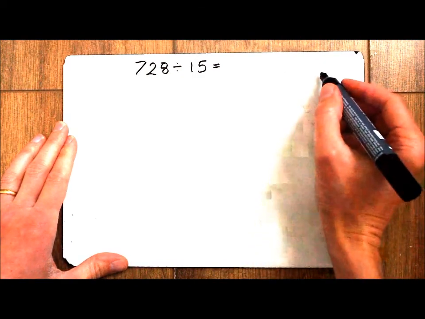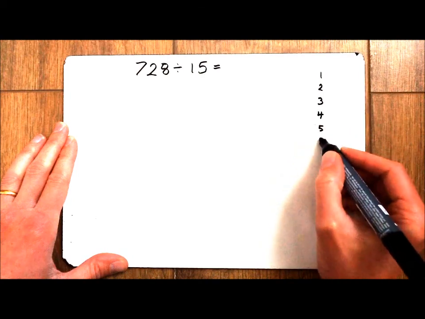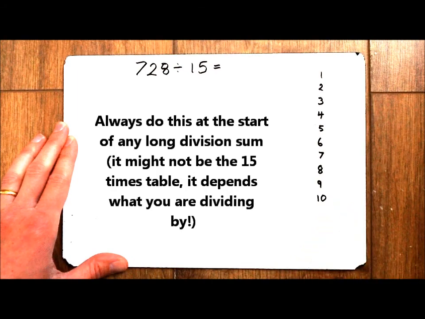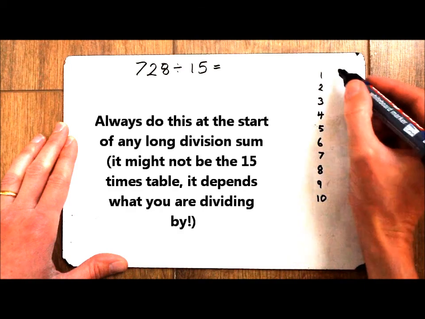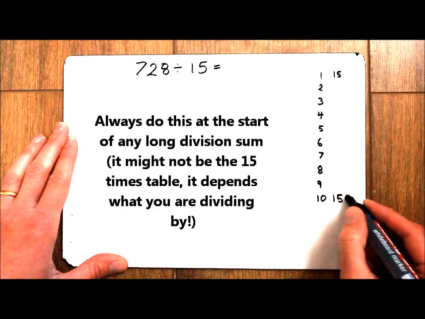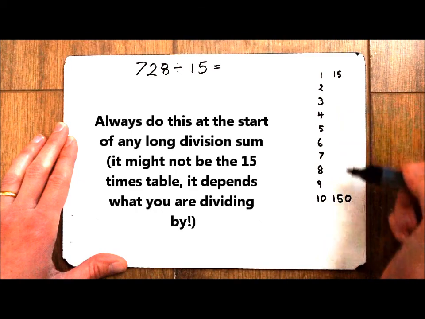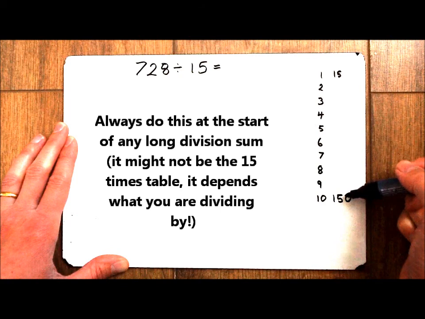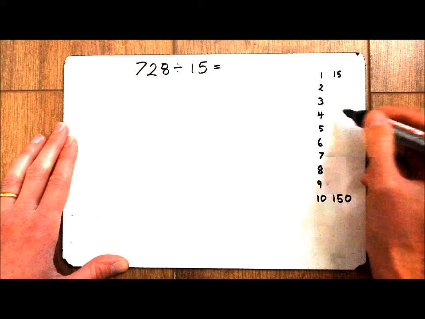So down on the side here, I'm going to write out my 15 times table, because that's going to come in handy. So I'm going to do my 15 times table up to 10. So I know one lot of 15 is 15. I know 10 lots of 15 therefore must be 150. I'm going to start to use my knowledge of times table facts to try and fill in some of these other areas. So if 10 lots of 15 are 150, 5 lots must be half of that, which is 75.